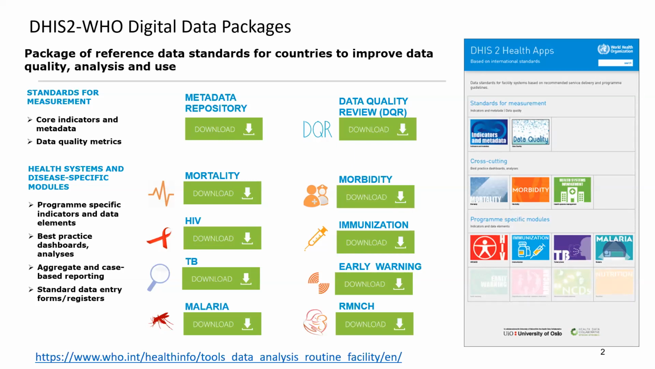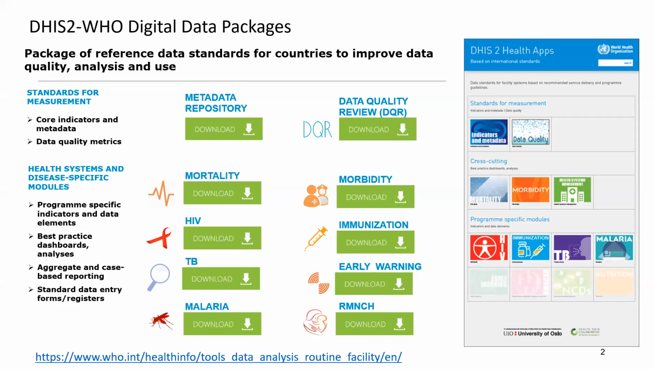So they are for, as I said, HIV mortality and morbidity packages, HIV, immunization, TB, malaria, RMNCH, and also there are other programs and packages being developed, for example, for cross-cutting dashboards and other cross-cutting programs and so forth. So these are still under development. So basically, this is how, from the generic space, there are different DHIS2 digital data packages.